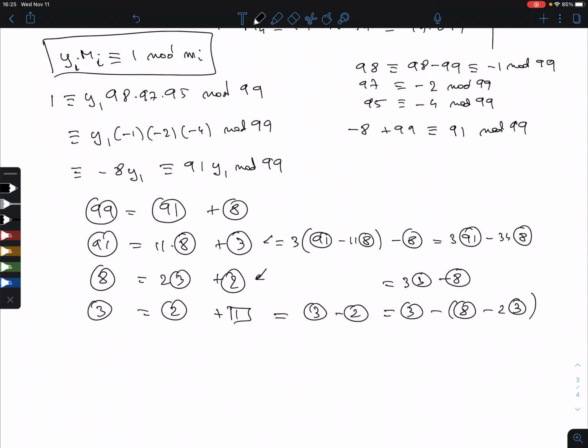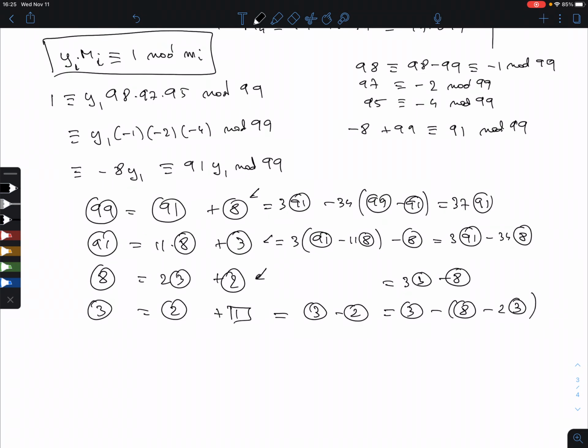273, I'm thinking, yeah, I'm still good. And then finally, replace this 8 here, use this 8. So this is 3 times 91 minus 34 times 99 minus 91. So what is this now? This is minus 34 to 37 times 91 minus 34 times 99.